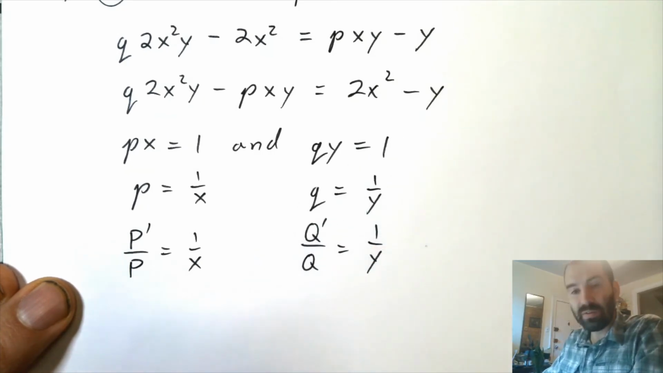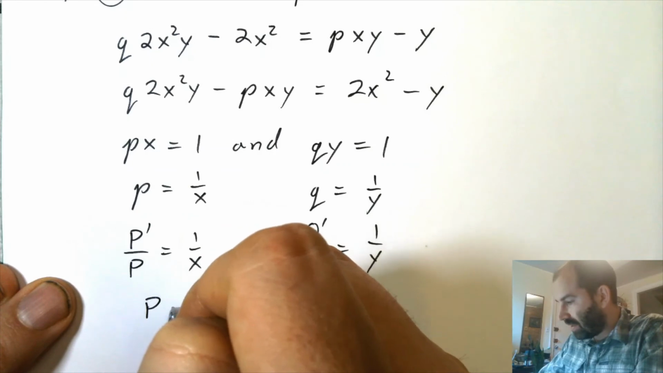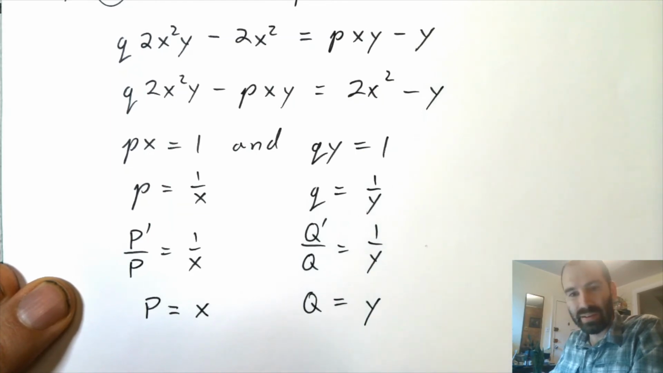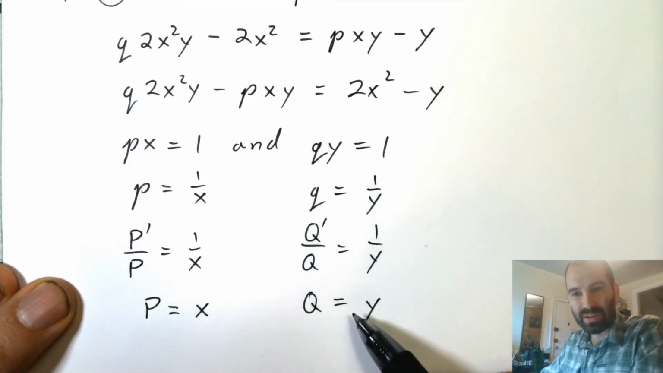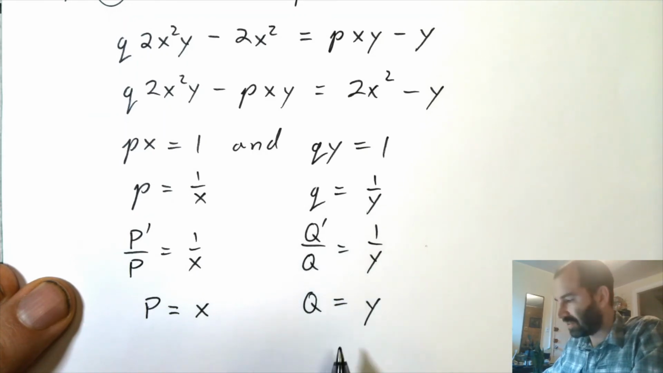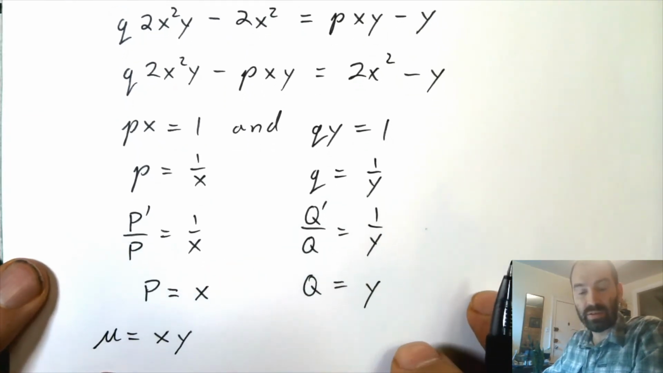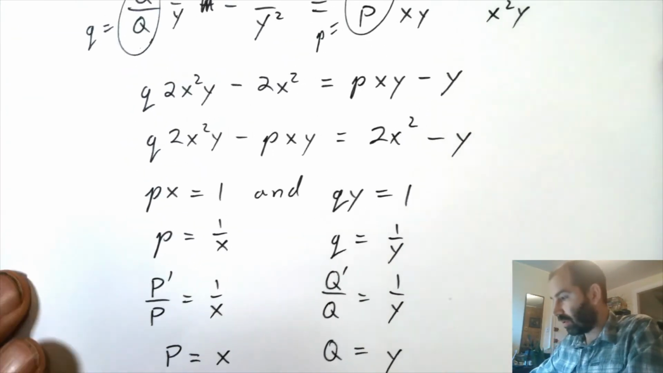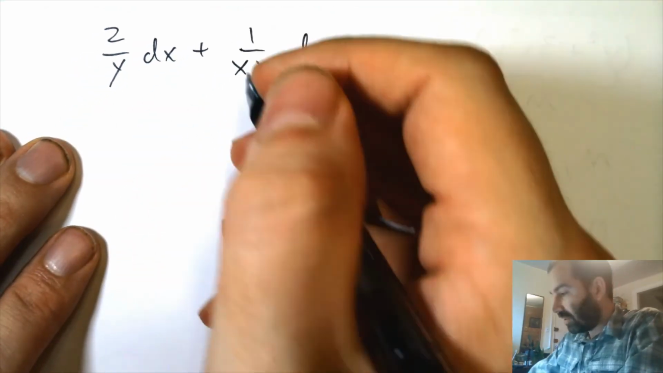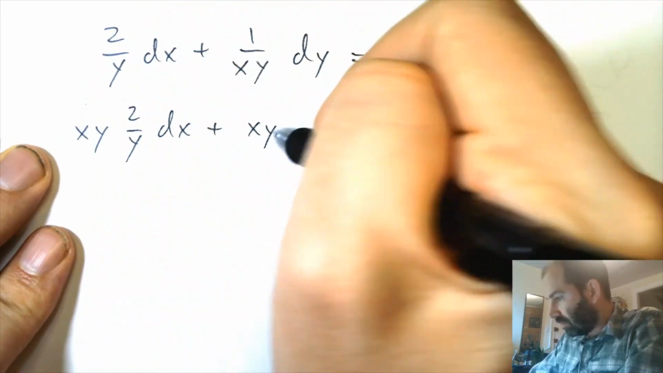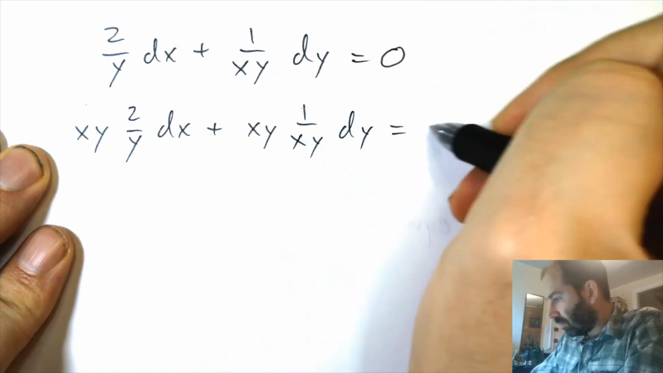So we get a very simple solution here. We get P equals x and Q equals y. That may not be obvious, but just go through the steps of solving differential equations to get to these answers, and you'll see this is exactly what we get. And so our integrating factor in this case, mu, is going to be xy. Okay, so let's go to the differential equation and apply this. We're going to multiply through by the integrating factor xy. And let's see what we get.